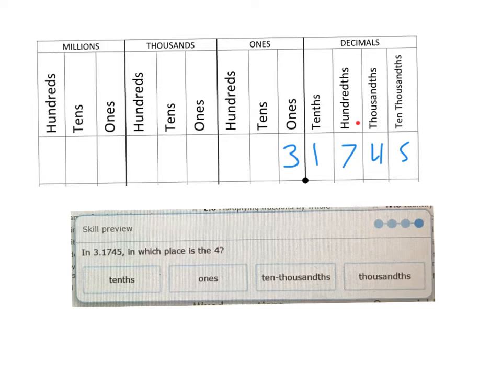But maybe if you had just the 17 and the 4 and the 5 weren't there, then you'd more likely say 3 and 17 hundredths. But anyhow, that's not what this number is. There's a 4 and a 5. So this is 3 and 1,745 ten-thousandths. But anyhow, the question says, in that number, which place is the 4? So I plopped it again into my place value chart. The 4 is clearly in the thousandths column.